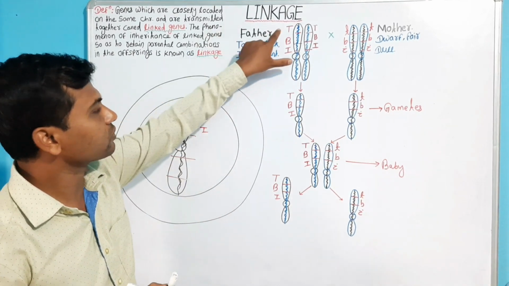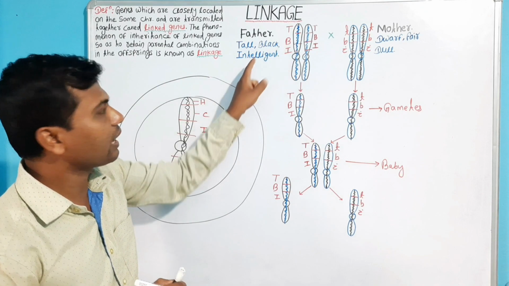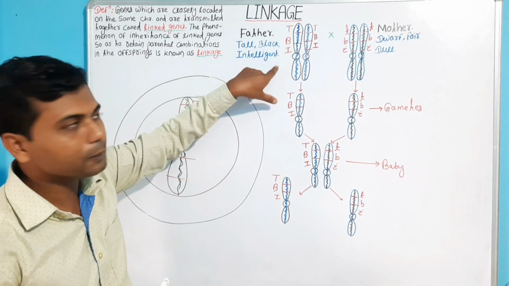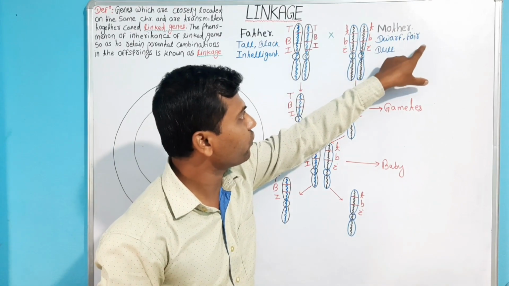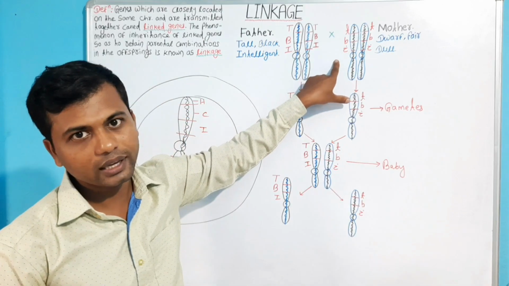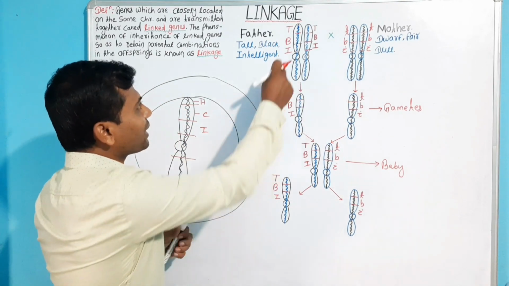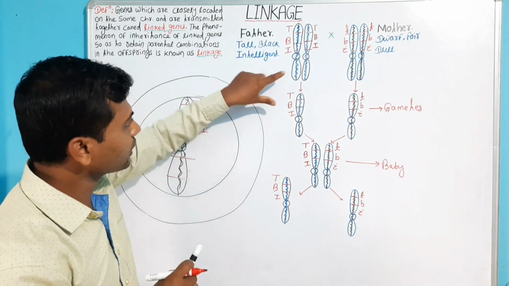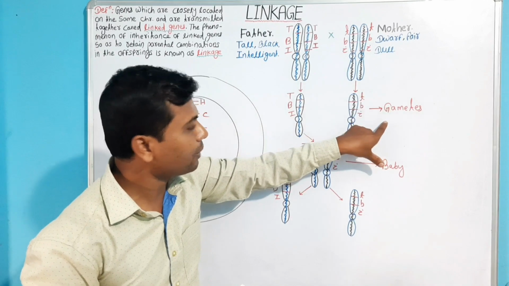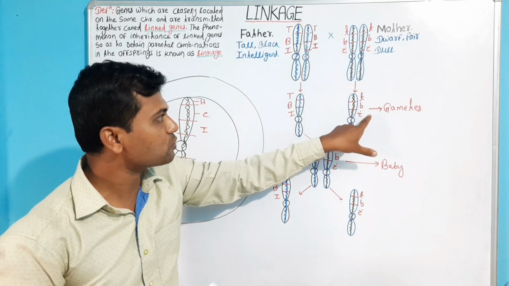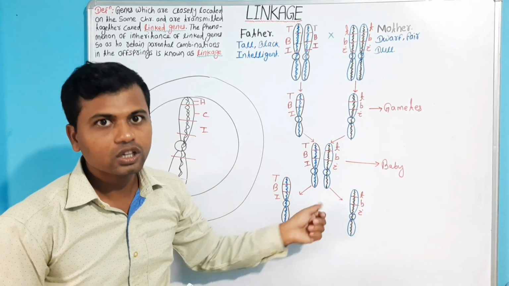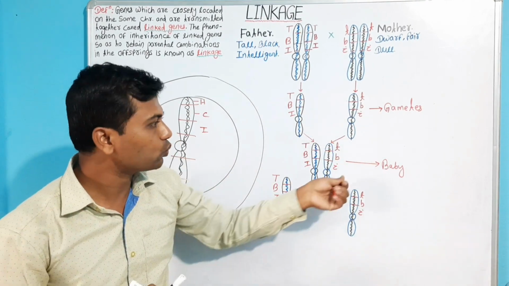Suppose this father is tall, black and intelligent, having alleles capital T, capital B, capital I, and the mother is dwarf, fair and dull, having alleles small t, small b and small i. During reproduction, the father forms a male gamete carrying alleles capital T, capital B, capital I, and the mother forms a female gamete carrying alleles small t, small b, small i in the chromosome. These gametes combine to form the zygote. The zygote in the course of development forms the baby.